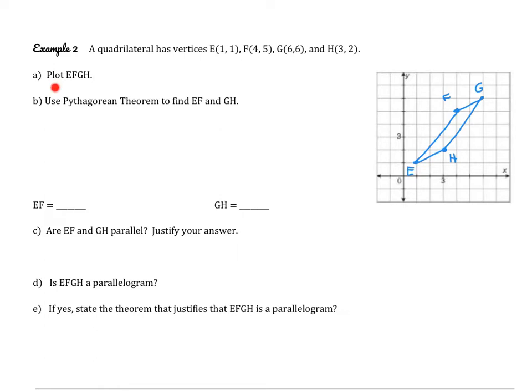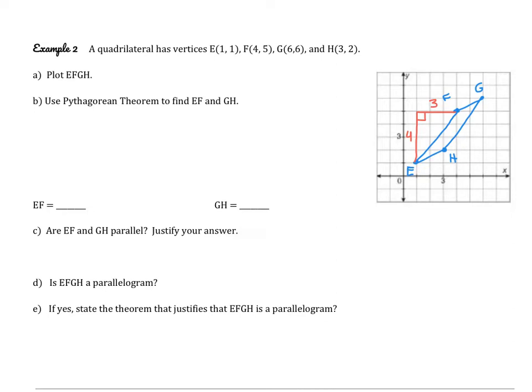Okay, so we've plotted E, F, G, H, and now we're going to use the Pythagorean theorem to find the length of EF and to find the length of GH, because this is one way we can start checking to see if this is a parallelogram. So remember, for the Pythagorean theorem, we're going to turn this into a right triangle, and then our hypotenuse is EF. So I see that my height here is 4, and then I'm going 3 this way.